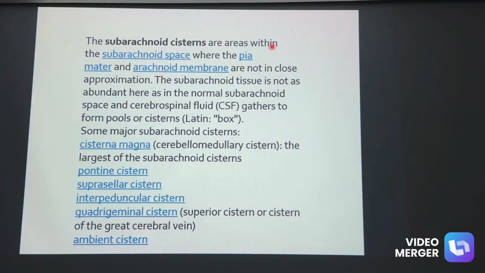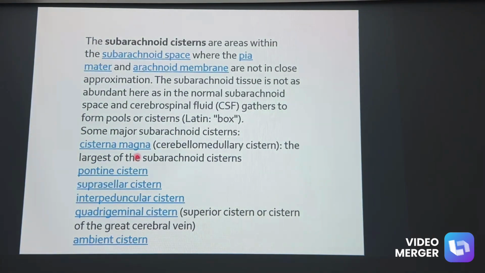We have to mention the subarachnoid spaces in this talk. Why? Because all the mentioned arteries and veins pass through the subarachnoid spaces, or cisterns as we say. By definition, a cistern is an area within the subarachnoid space where the pia mater and arachnoid mater are not in close approximation. So they create an abundant space filled with CSF, like a pool, and it contains the major cerebral veins and arteries.